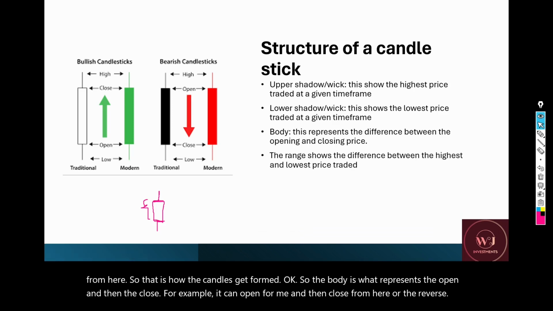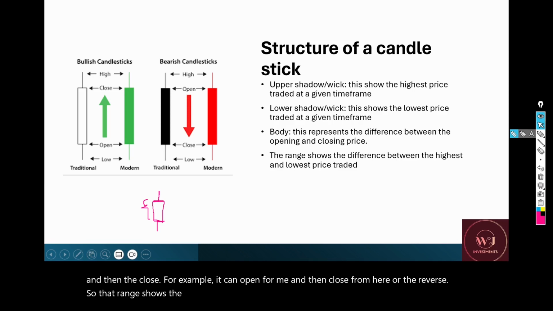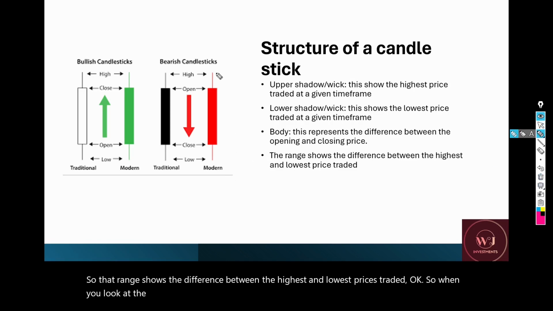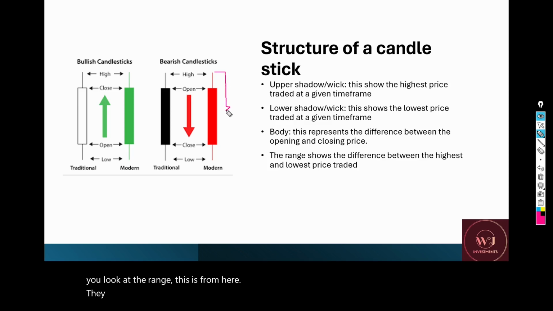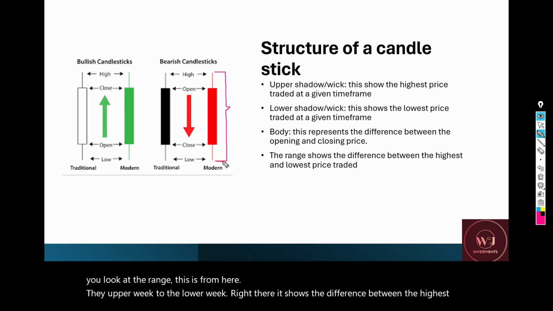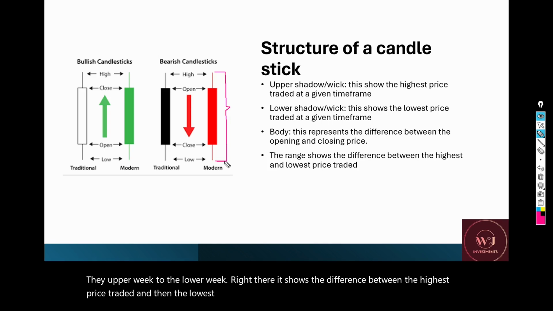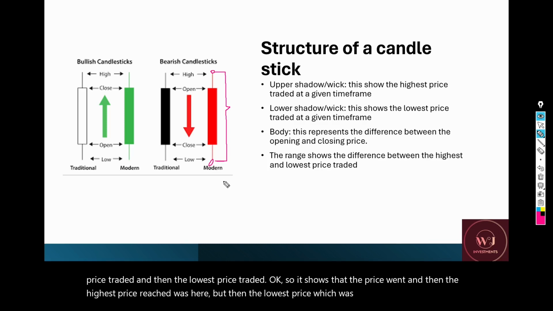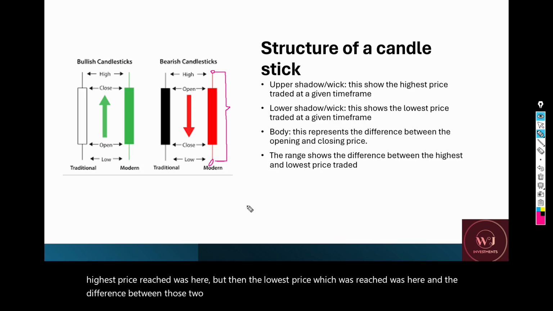So the range shows the difference between the highest and lowest prices traded. Okay, so when you look at the range, this is from here, the upper wick, to the lower wick right there. It shows the difference between the highest price traded and the lowest price traded. So the highest price reached was here, but the lowest price reached was here, and the difference between those two prices is what we call the range.